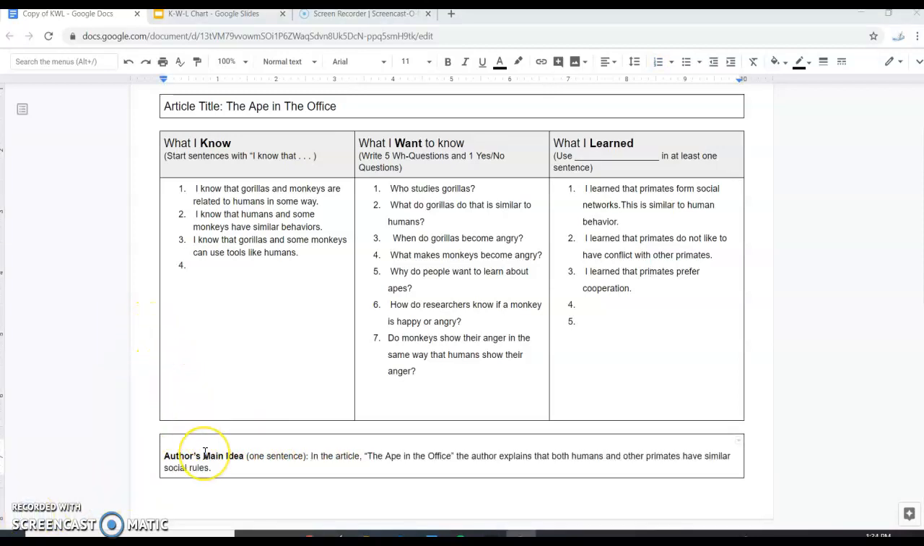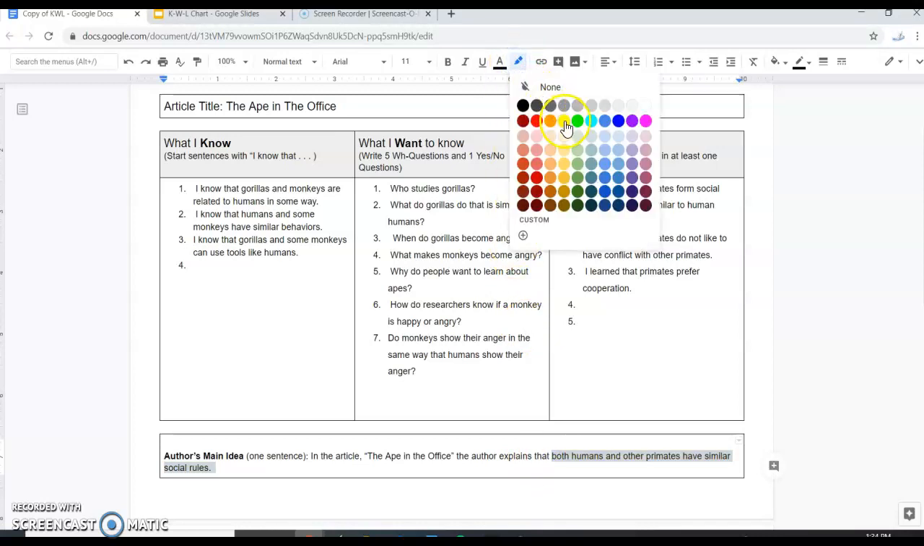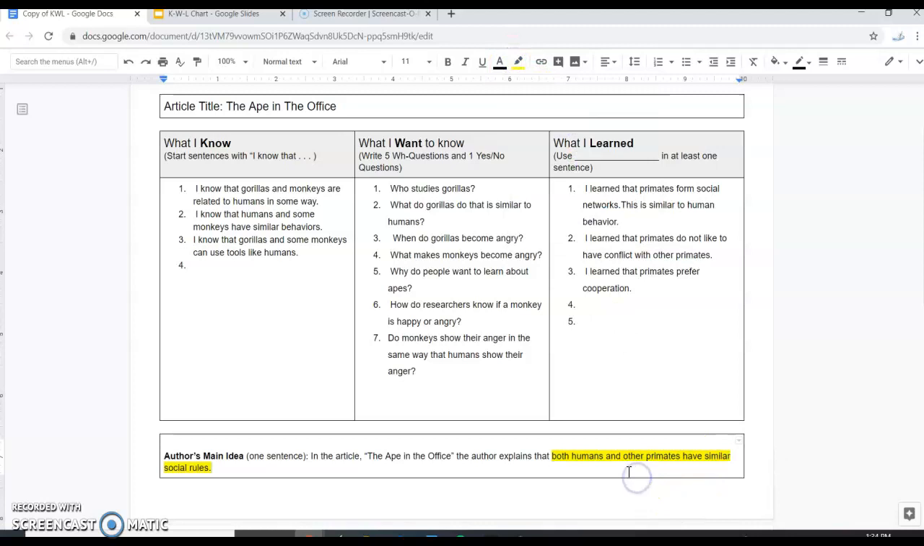For this article, I wrote 1 main idea sentence about the entire article. So here, I wrote in the article, The Ape in the Office, the author explains that both humans and other primates have similar social rules. So this part of the sentence is the actual main idea. Both humans and other primates have similar social rules.